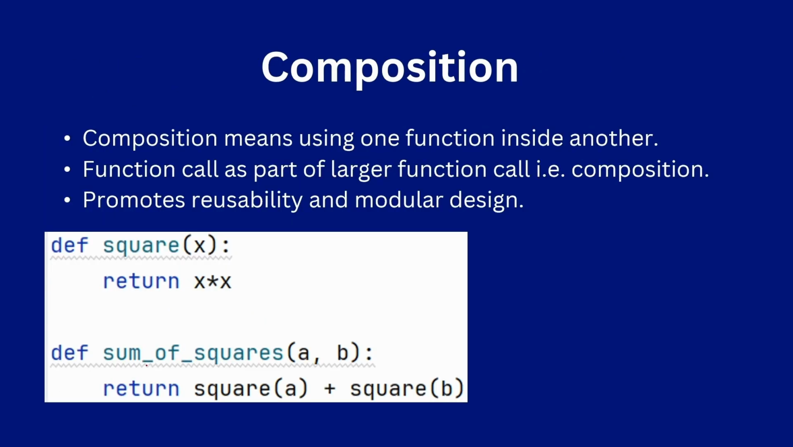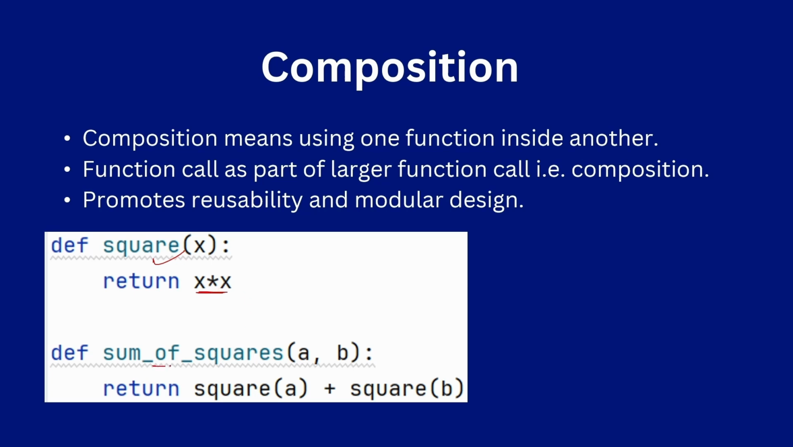Okay. So the next topic is composition. Composition means using one function inside another function. A function call as a part of a larger function call, that is composition. Why do we do it? Because it promotes reusability and modular design. Here we can see this is our initial function, square of x, which returns x into x. We get the value of square.